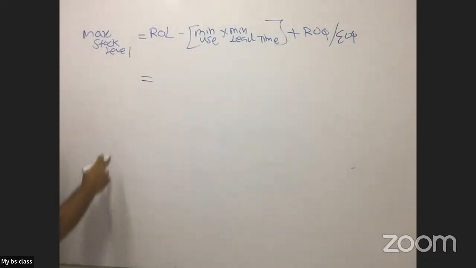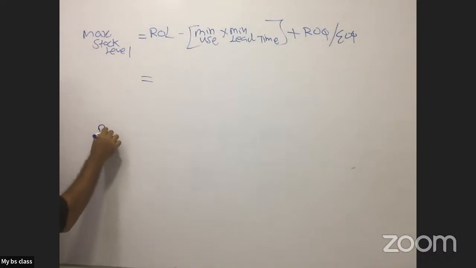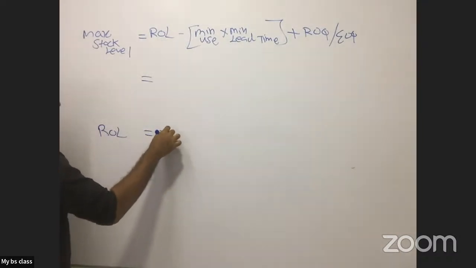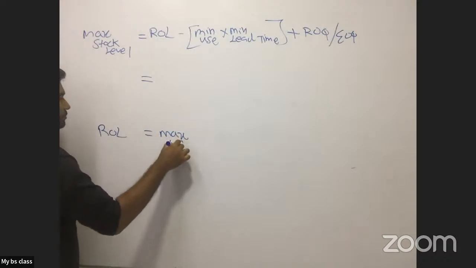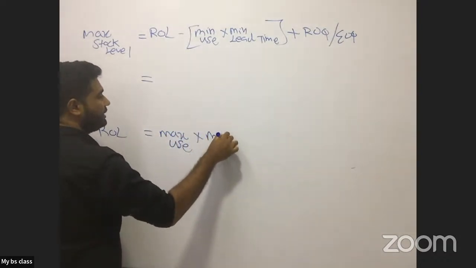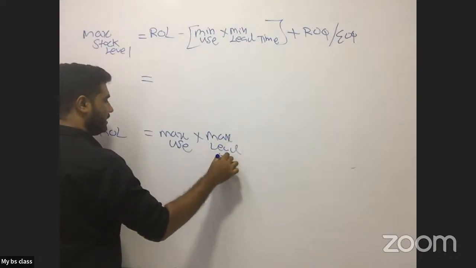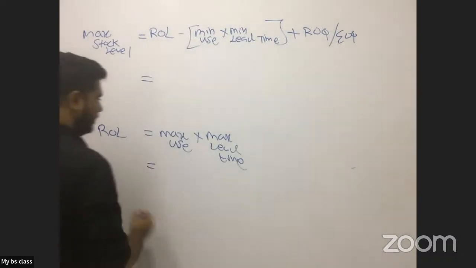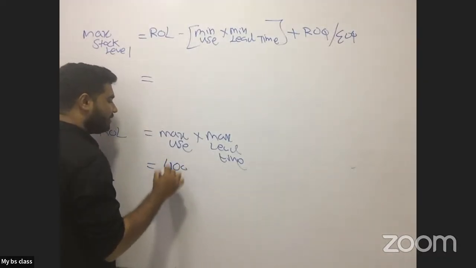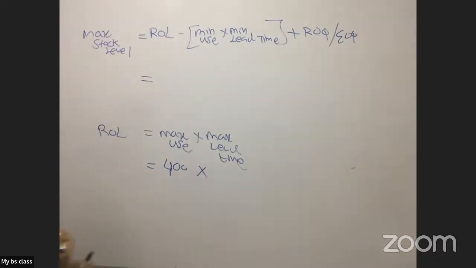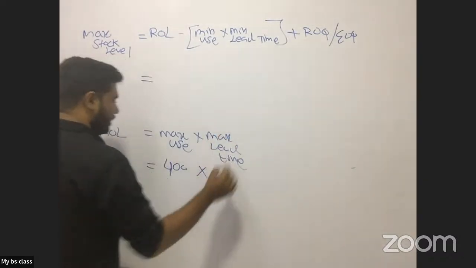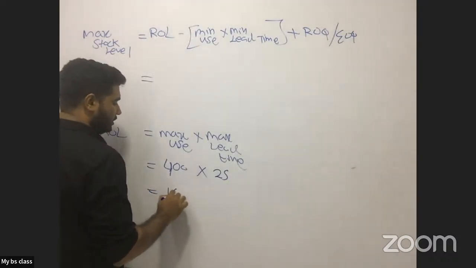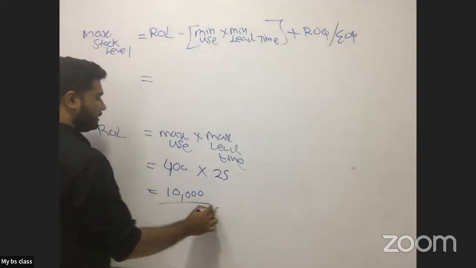The ROL anyway we had to find මෙතන. ROL is maximum usage into maximum lead time. Maximum use also the daily usage, 400 units ම තමයි ගන්න වෙන්නේ, which is the average figure. Maximum lead time එක දවස් 25යි. එහෙනම් මෙතන එනවා 10,000. Am I correct? Right.